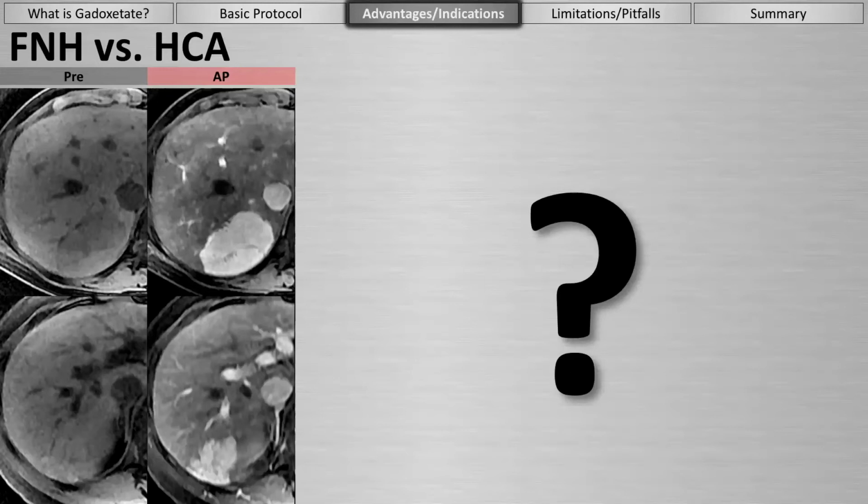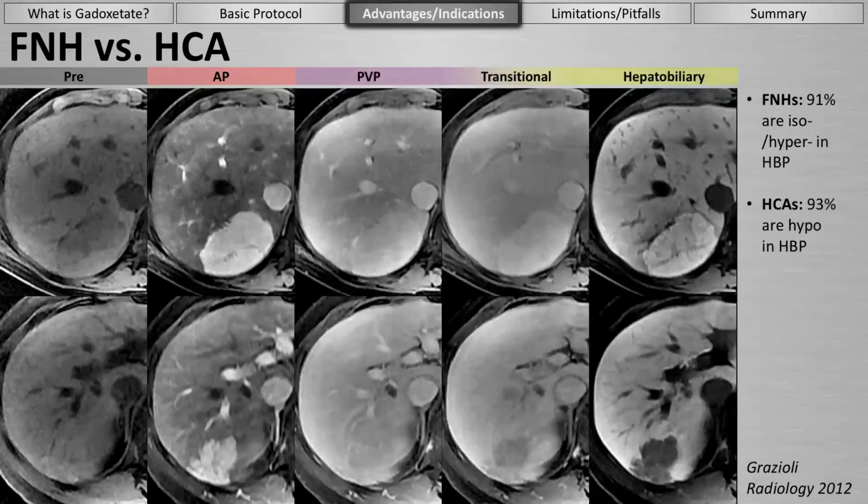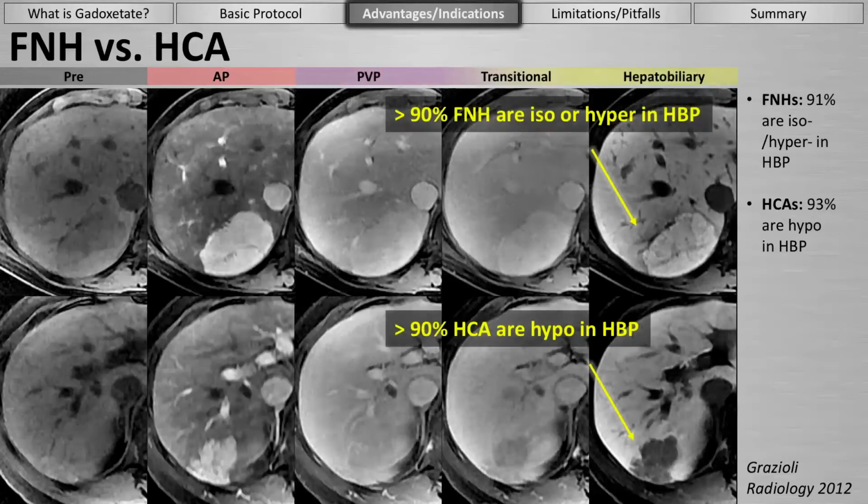So which one of these is the focal nodular hyperplasia and which one is the hepatocellular adenoma? Both are diffusely hyperenhancing. Both look a little bit like they might have a central scar on this image. Both are a little bit lobulated in their appearance. So which one is which? Well, I can't tell the difference, but when we look at the more delayed images, we can see that one of these takes up OATP and one of these does not. And it turns out that at least 90% of FNHs are isointense or hyperintense in the hepatobiliary phase. More than 90% of adenomas are hypointense in the hepatobiliary phase. So this is an adenoma, and this is an FNH.